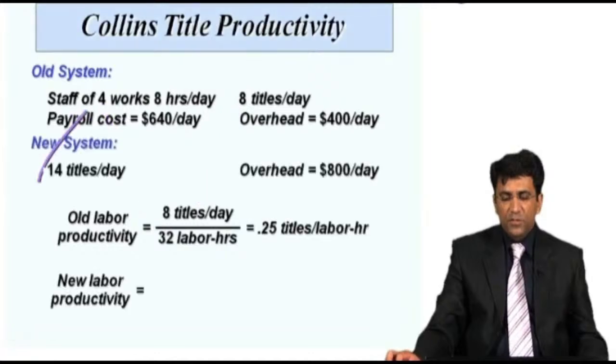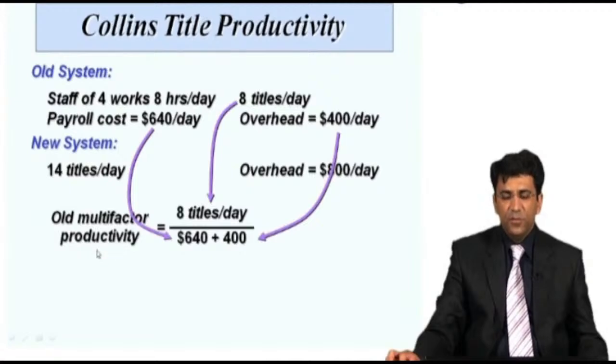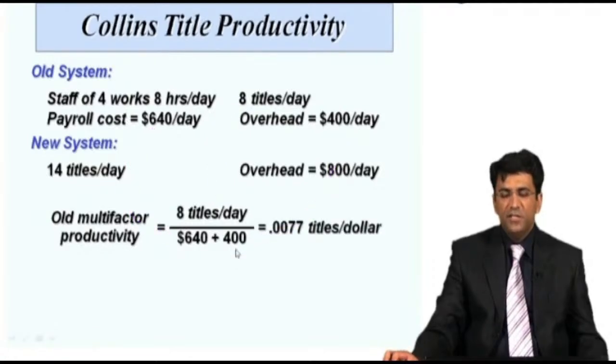So if we put this particular information in this example in order to calculate the old multi-factor productivity, the output for the old system is 8 titles per day divided by payroll expense plus overhead expense. It will be equal to $640 plus $400, and it will be equal to 0.0077 titles per dollar. Now again students, this is the multi-factor productivity for the old system, and in this case the output remains same.